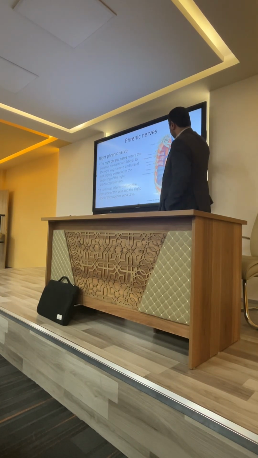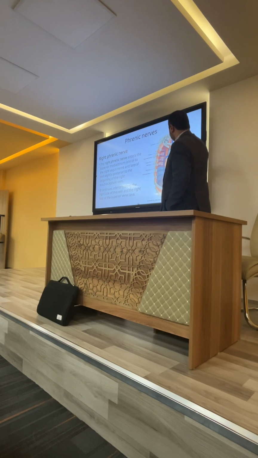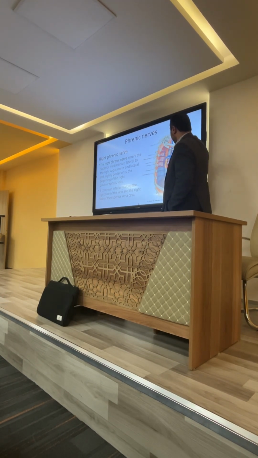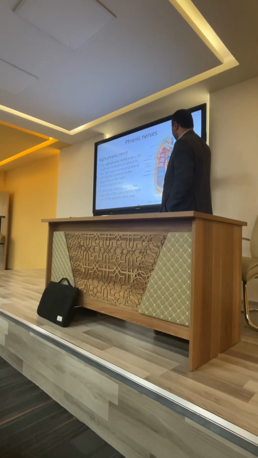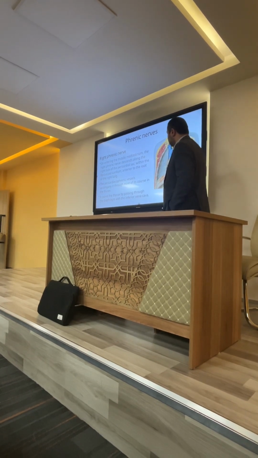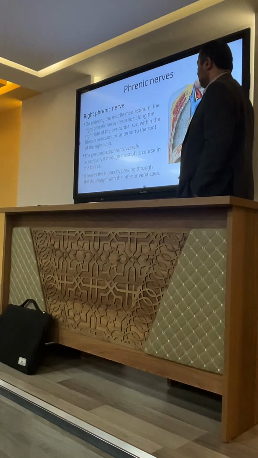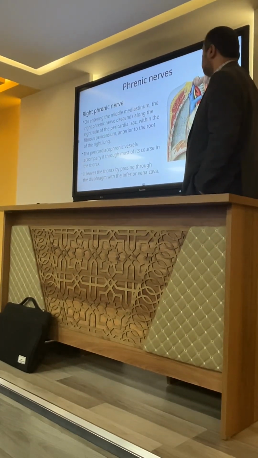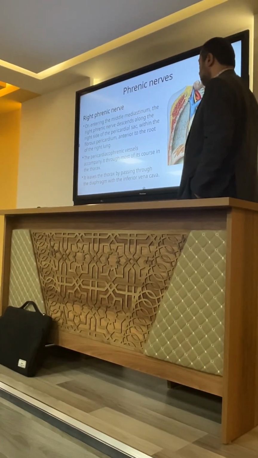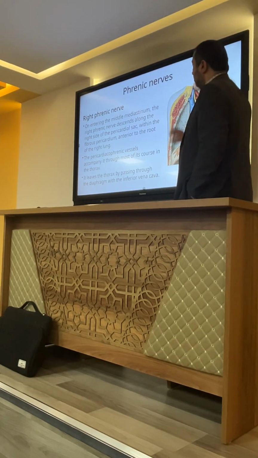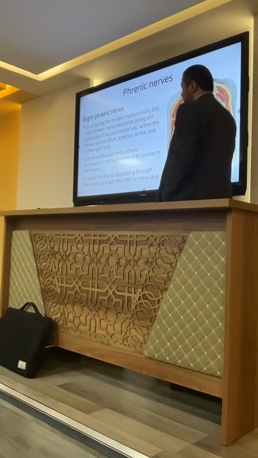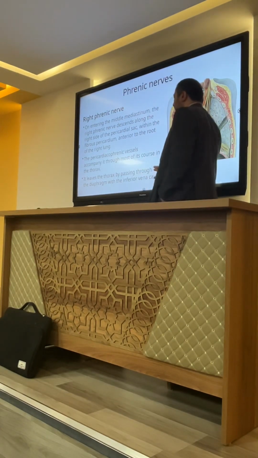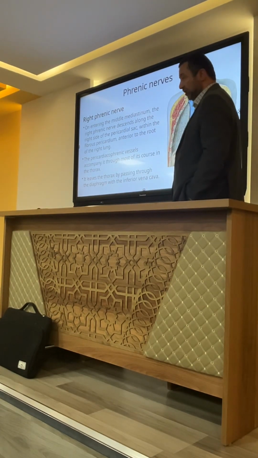You see here, this nerve is right phrenic nerve. This is superior vena cava, and this is right phrenic nerve. Pericardiacophrenic vessels accompany it through most of its course in the thorax. Right phrenic nerve leaves the thorax by passing through the diaphragm with the inferior vena cava.